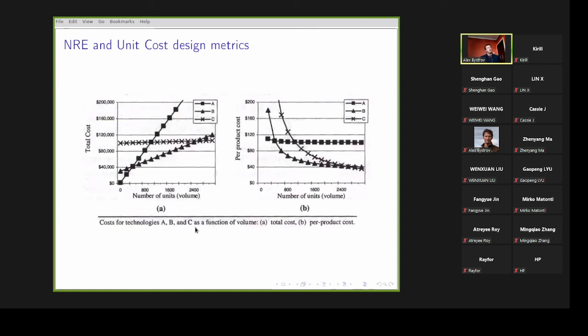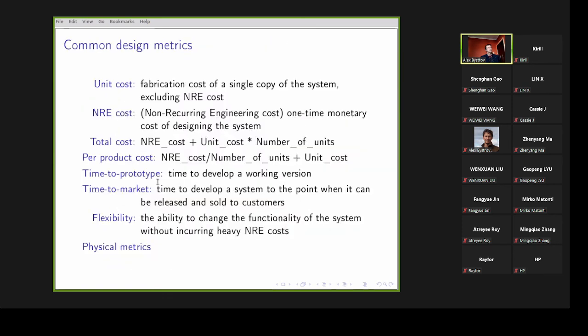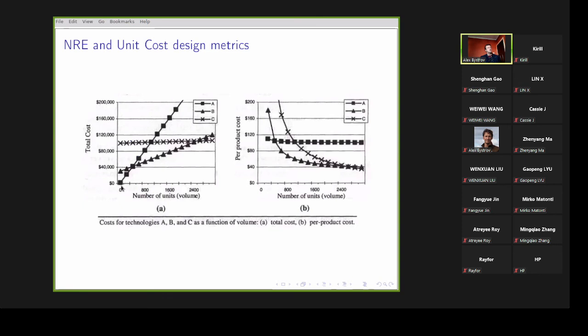Because when you're designing a device, you see 3 products of a similar nature, but developed differently. Number of units, volume. So if the number is 0, then this is the non-recurring engineering cost. Why is it? Because total cost is the unit cost multiplied by the number of units. Number of units is 0, therefore we have only non-recurring engineering cost. So the first product, this one, has very small non-recurring engineering cost. This product is kind of medium, and this one is high non-recurring engineering cost.